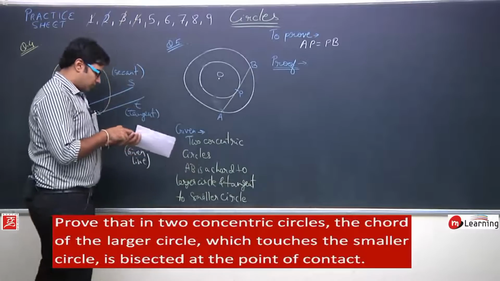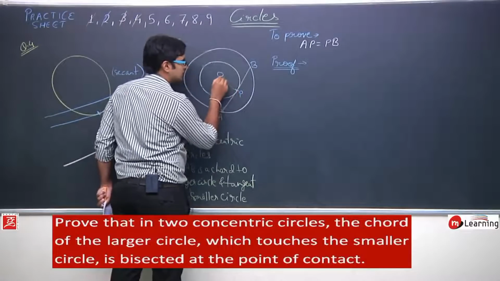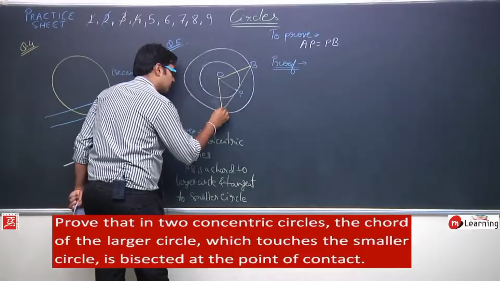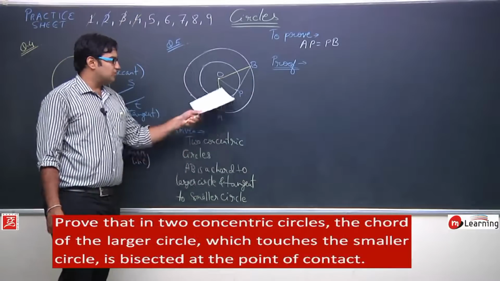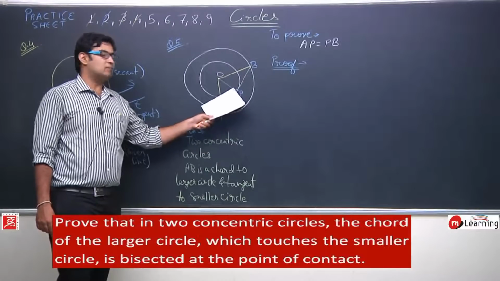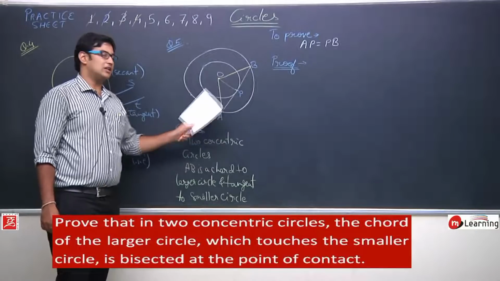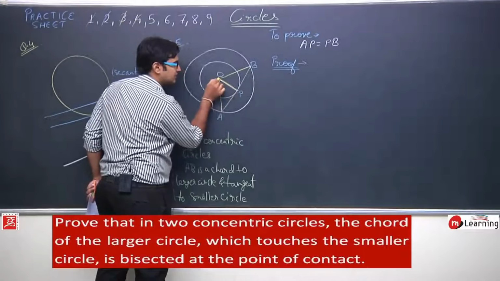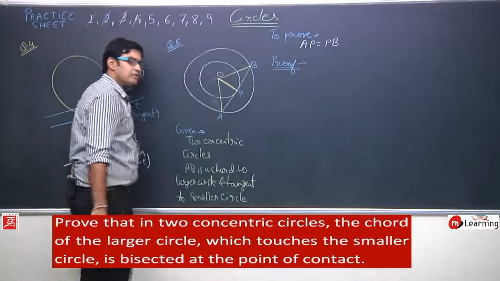Now, before starting the proof, let us join this OP, let us join this OB, and let us join this AB also. Okay, this AB. Now, as you know that OP is a radius of the circle and P is the point of contact of this AB tangent and the radius of the circle. For this inner circle, this is the radius. This is the radius of the inner circle OP, and this AB is the tangent at point P.